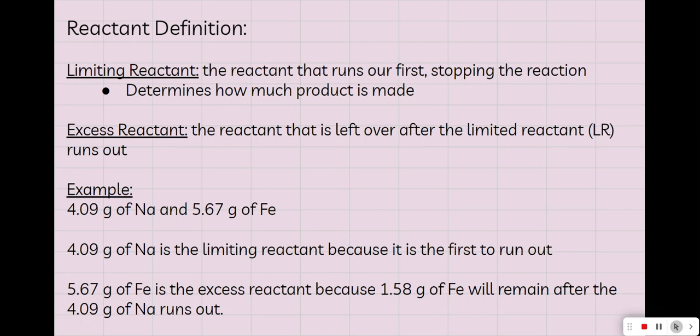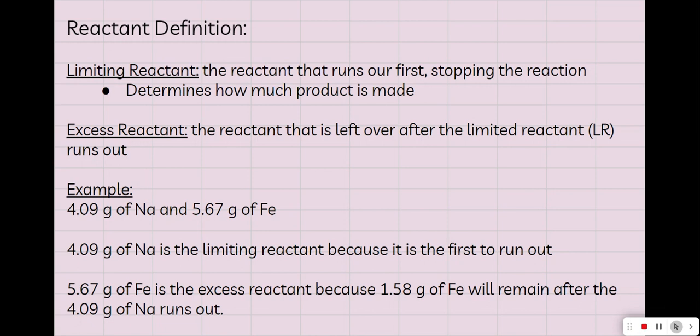So let's do some definitions. A limiting reactant is the reactant that runs out first. So this stops the reaction, and it determines how much product is actually made. So if we have 4.0 grams of Na and 5.6 grams of Fe, we have fewer grams of Na, and therefore Na is our limiting reactant. It is going to be the first to run out. And then our excess reactant is the reactant that is left over after the limiting reactant runs out. And instead of writing limiting reactant, I just put LR.